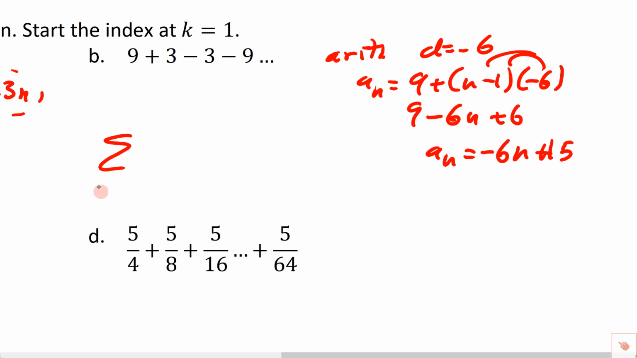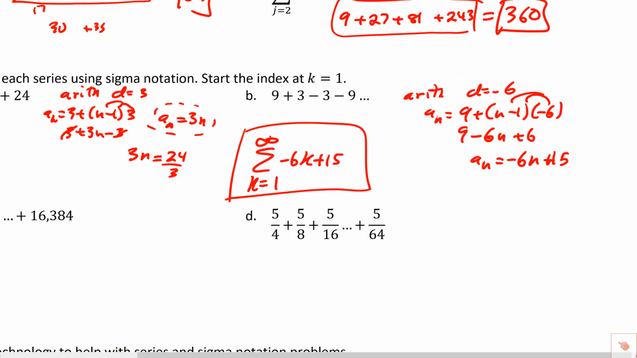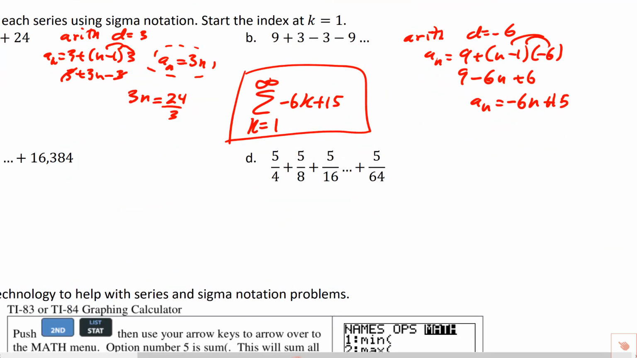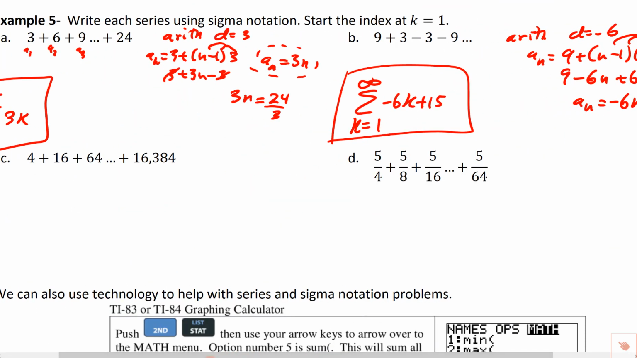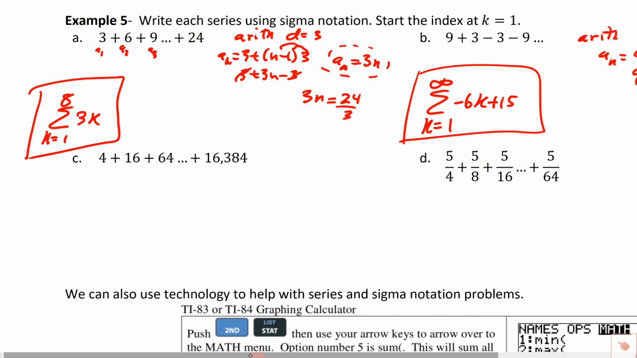Am I right? Yeah, you are right. k equals, we're going to start at 1, and it's going to be -6k plus 15. This one's kind of cool. What is it? Infinite. We stop at infinity because we've got that ellipses. So there's the work that we have to do to find the formula, and then because this is infinite, we just put infinity as the upper limit. Okay, any questions there? We're talking about the index. Do the next one.